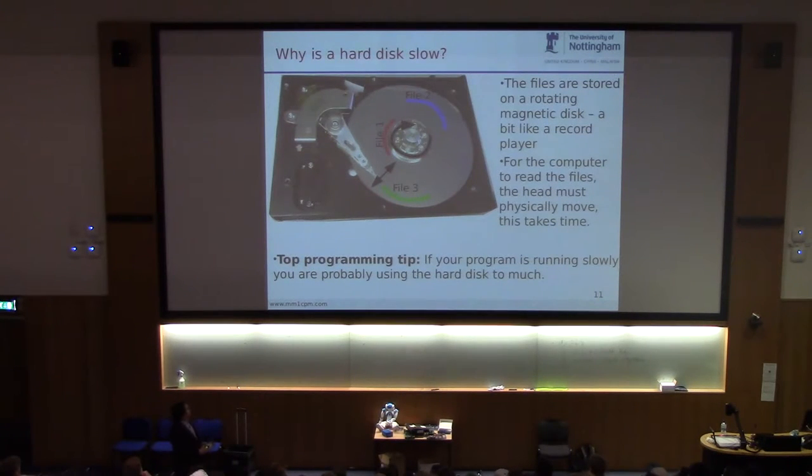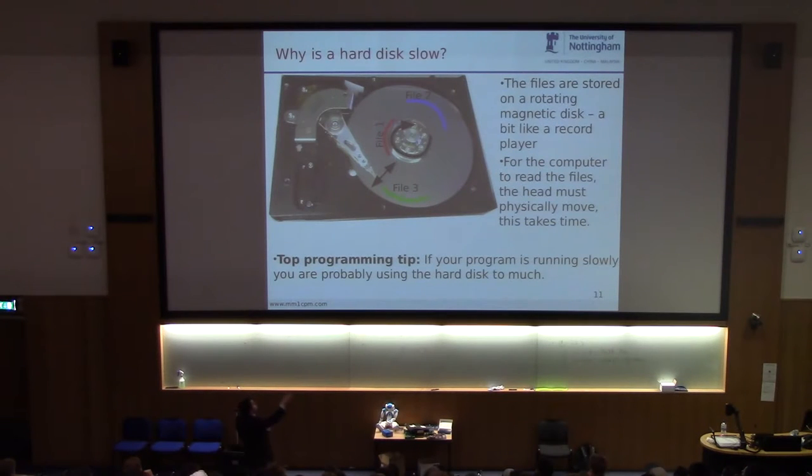So if we open this up, what we see, oh, it's bent. Oh, never mind. What we see if we open this up is basically a spinny disk. So this disk rotates like that. And we've got this arm here. So you can think of this hard disk a bit like a record player.